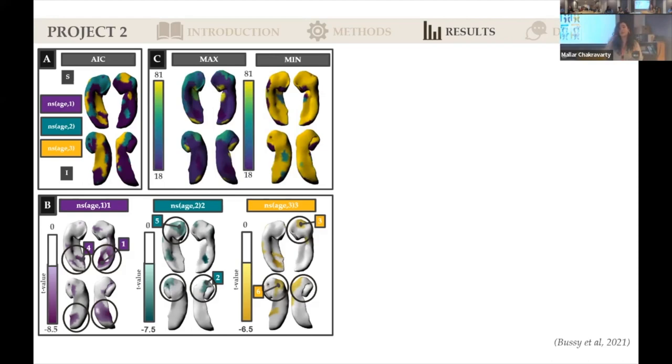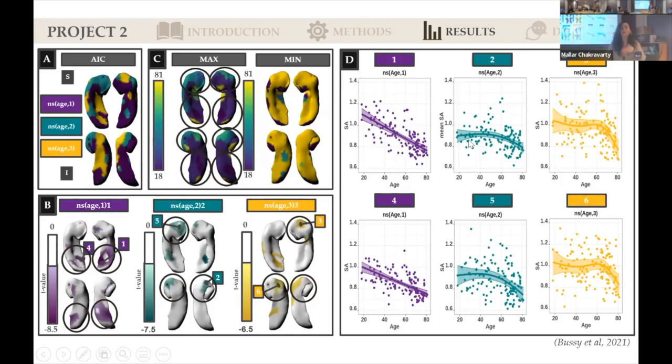What you can see, especially if you focus on the maximum maps here, is that the maximum surface area was reached, so the color is very dark blue in the body and tail, showing that the surface area was maximum very early in life, around 18 years old. However, in the head of the hippocampus, you can see that it's more green, showing that there is a peak around maybe 60 years old. In order to see that more clearly, we took some peak voxels. Oh, sorry. And you can see exactly what I just described before.